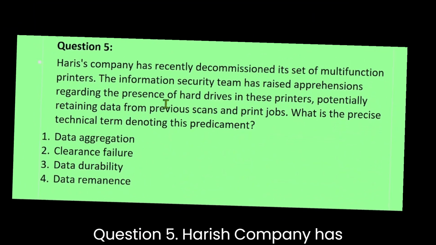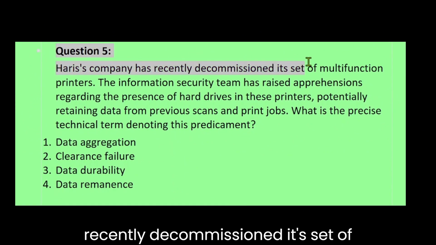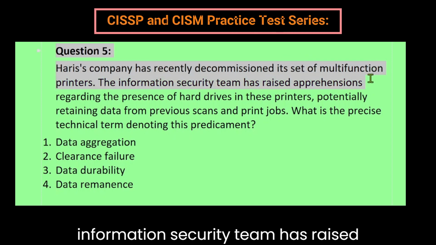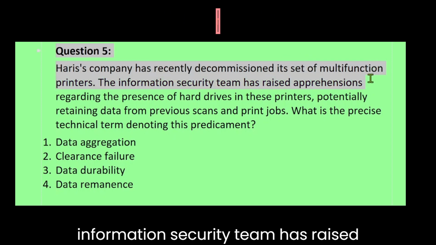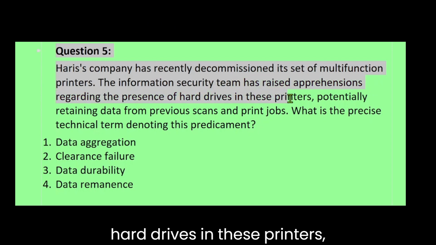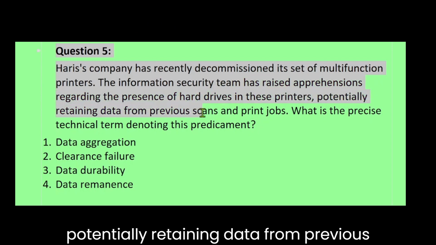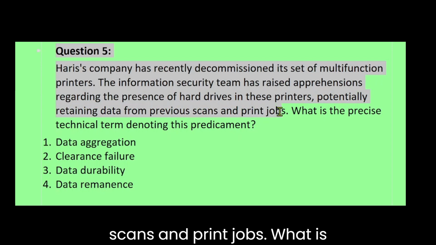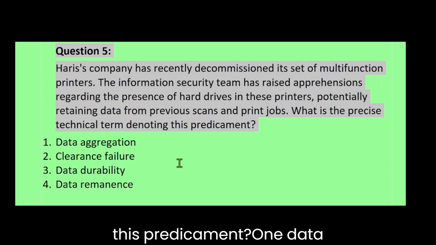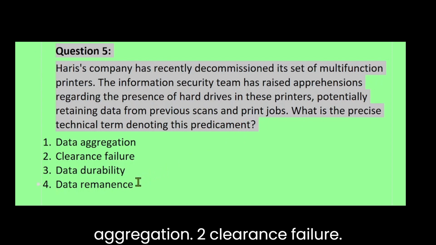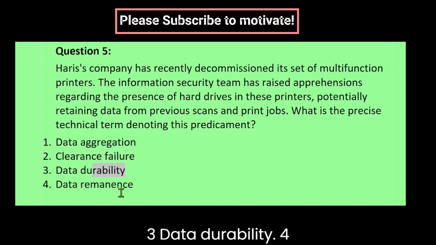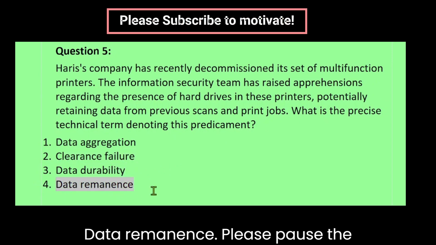Question 5. Harris Company has recently decommissioned its set of multifunction printers. The information security team has raised apprehensions regarding the presence of hard drives in these printers, potentially retaining data from previous scans and print jobs. What is the precise technical term denoting this predicament? 1. Data aggregation. 2. Clearance failure. 3. Data durability. 4. Data remanence.